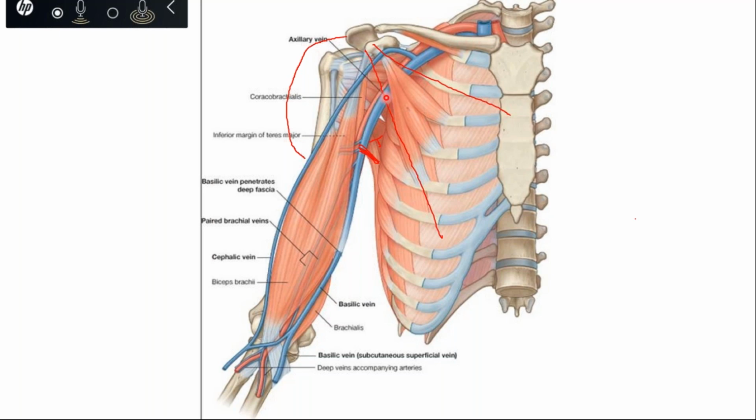Right or left: if it is present on the right side, we call it the right axillary vein. If it is present on the left, we call it the left axillary vein, and similarly for the subclavian veins.